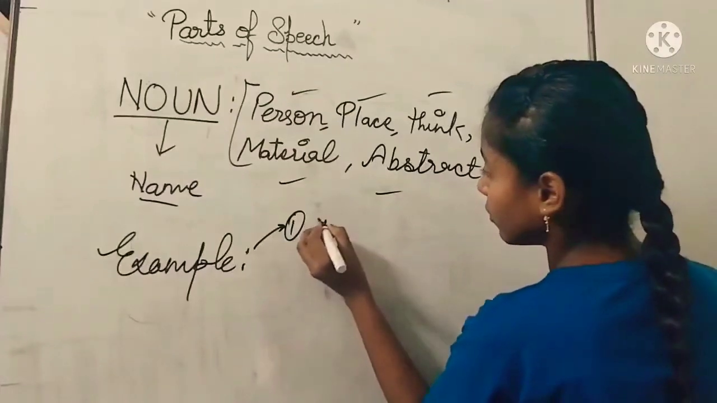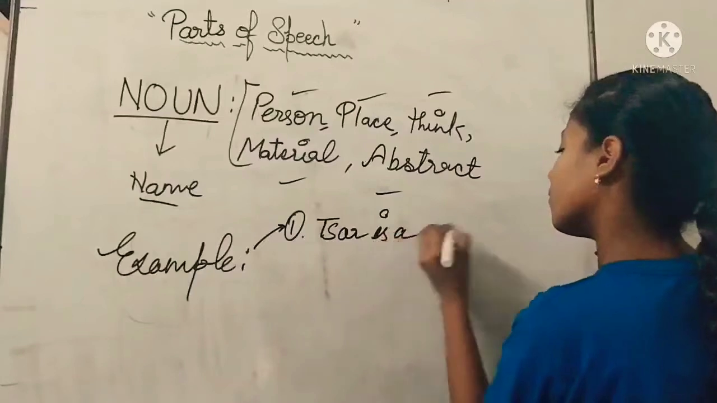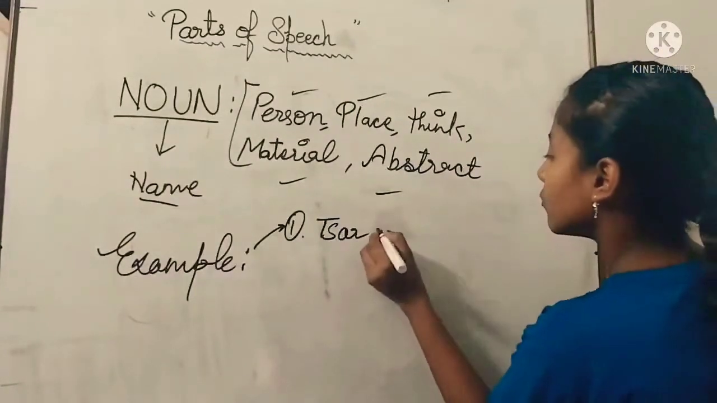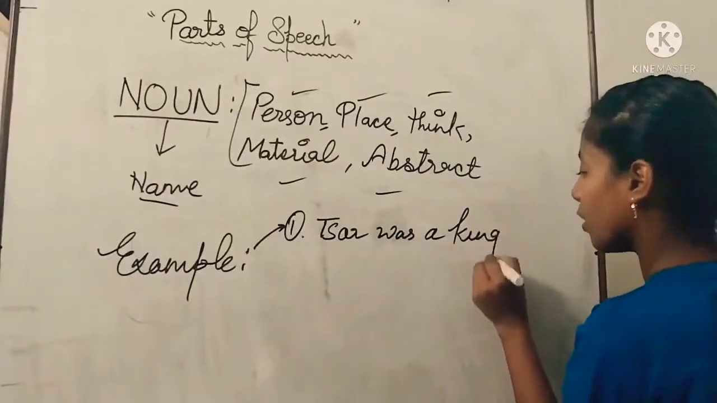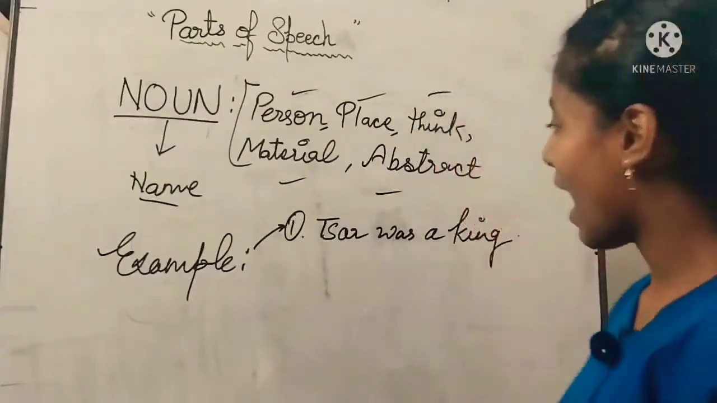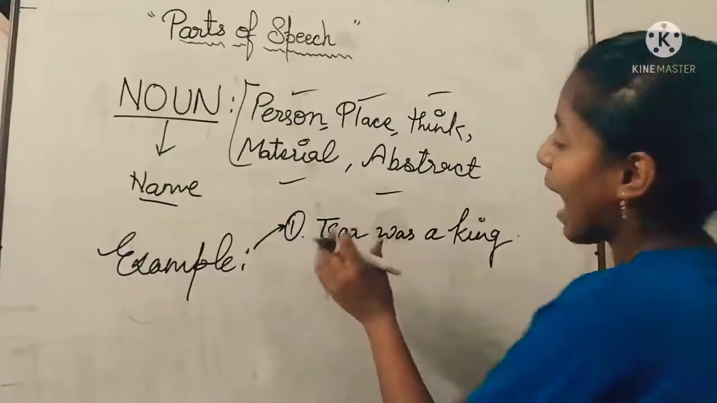So the first example that occurs here is: Czar was a king. You know about Czar from the history of class 9. Hope you are aware of that term, and if you are, that's amazing and really great. Now let's see what's happening over here.